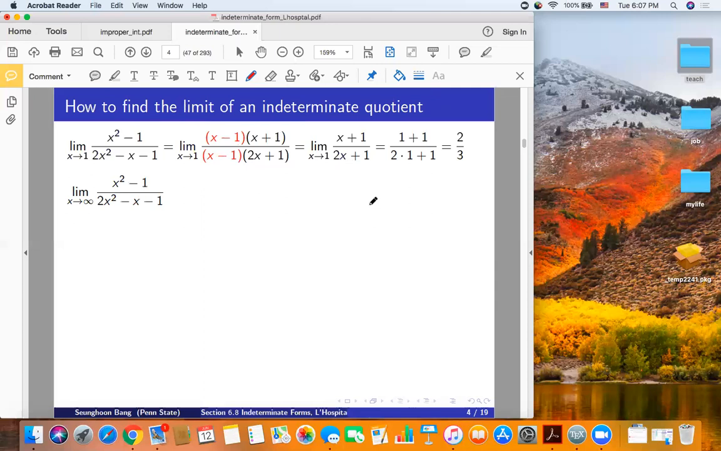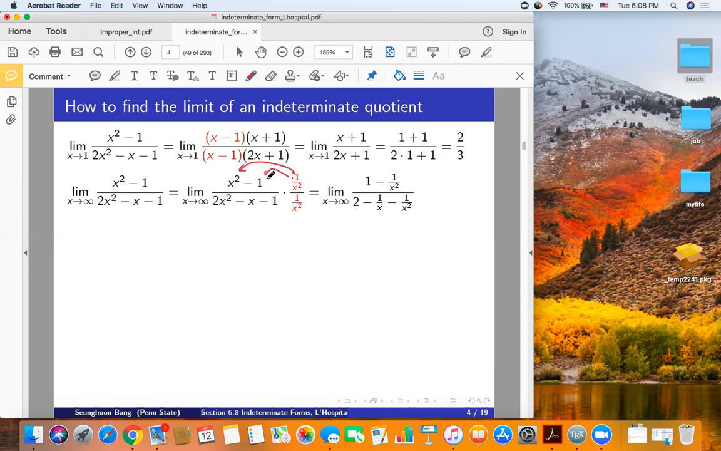Second problem. x approaches infinity. The function is x squared minus 1 over 2x squared minus x minus 1. What happens? You plug infinity into the top and the bottom. Exactly infinity over infinity form. How can you solve this problem? You divide the top and bottom by the highest power term in the denominator, x squared. Next, you have to distribute 1 over x squared.